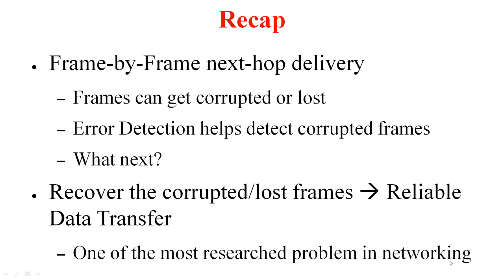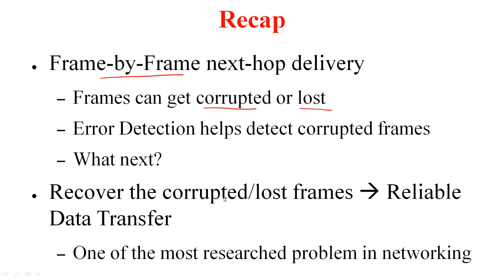We saw that the role of the data link layer is frame by frame next hop delivery. And when frames get passed over a link, they can get corrupted. At times, they can even get lost. And we saw that error detection is a mechanism that can help detect corrupted frames. Error correction can also help, but in some cases, when there are too many errors, there is not much that can be done. So what do you do next once you have detected that your frame is bad or you didn't even receive a frame, where the frame is lost?